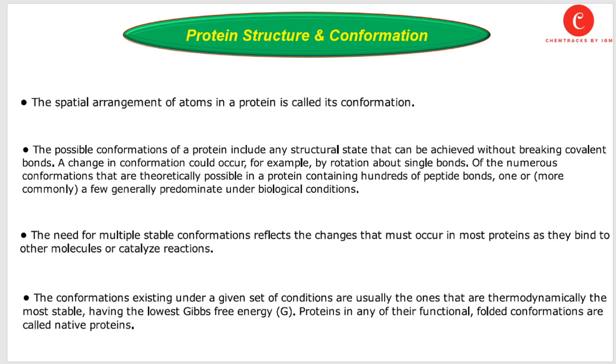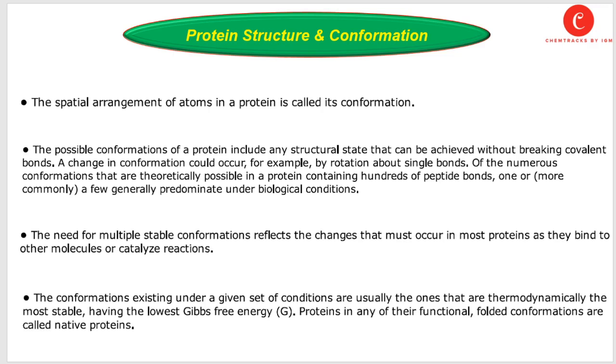Of the numerous conformations that are theoretically possible in a protein containing hundreds of peptide bonds, one or a few generally predominate under biological conditions. The need for multiple stable conformations reflects the changes that must occur in most proteins as they bind to other molecules or catalyze different chemical reactions.